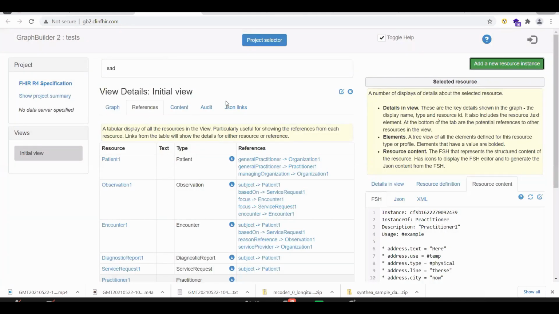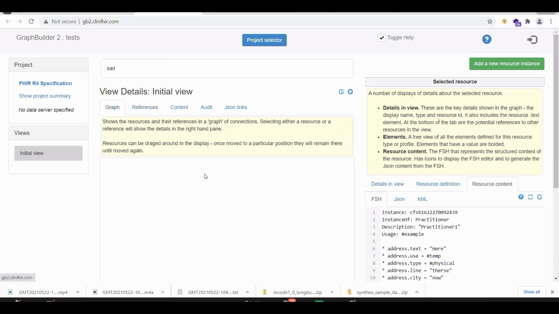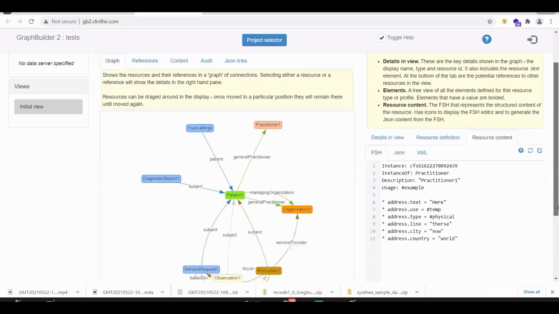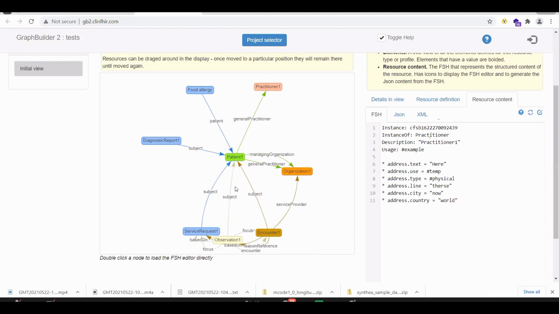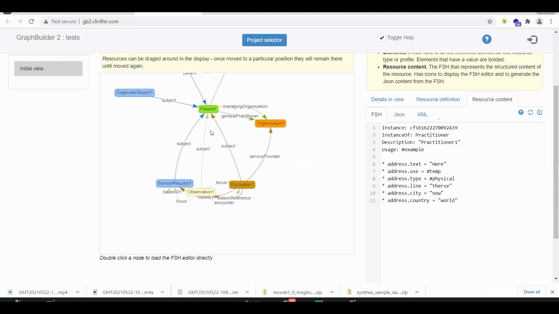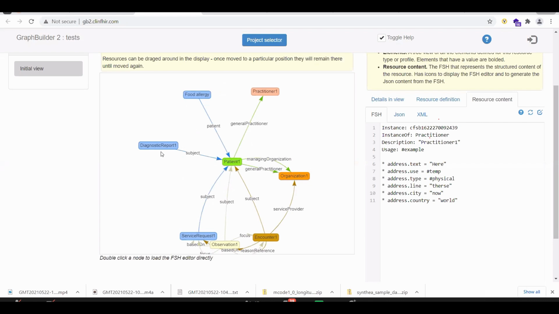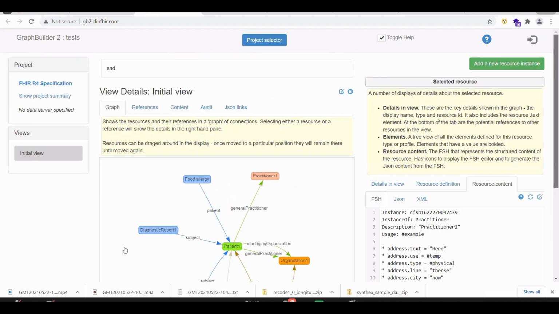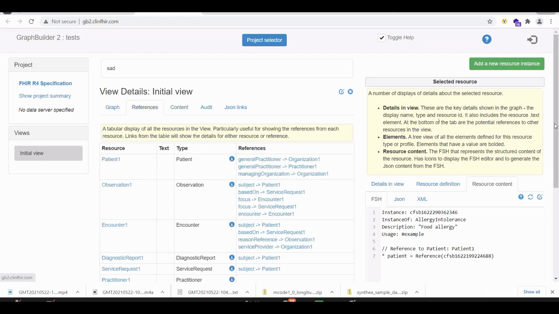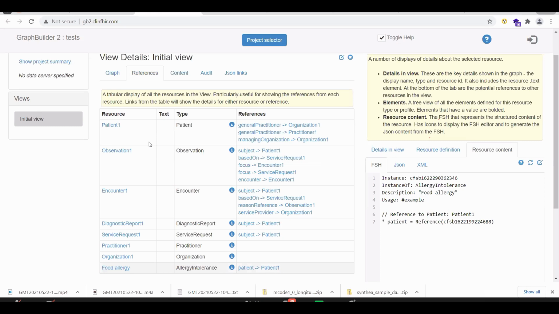Okay. Now, if you go here, right now, in the graph, I don't see allergy anywhere, right? Do I see? I don't see. Okay. And then I see the contents. I see food allergy. Okay. So now what we'll do is we'll go to allergy resource and see what all references are possible.